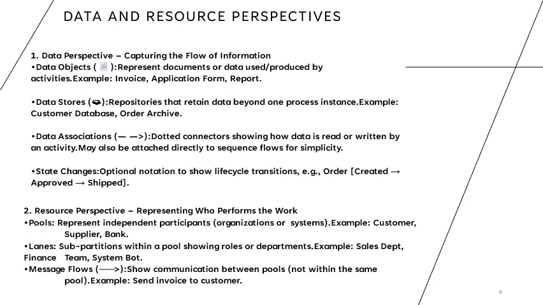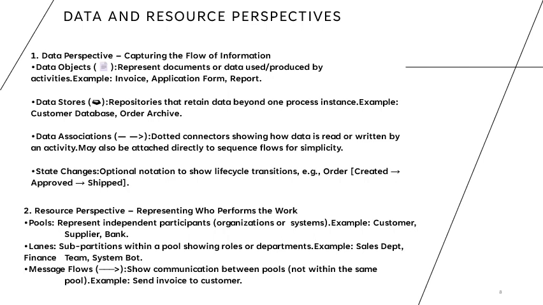So far, we have focused on the control flow, the order of activities, but a process also involves information and people as well, which are represented in business process model notation through the data and resource perspectives. The data perspective tracks what information is created, used, or stored during the process. Data objects are temporary, like invoices or reports that exist only for one process instance. Data stores are persistent, like a customer database or archive that outlives the process. Dotted lines, called data associations, link activities to the data used or produced.